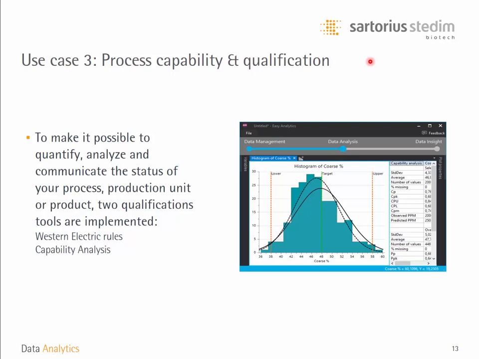Simply speaking, you can say that CPK tells you what the process is capable of doing in the future, assuming it remains in a state of statistical control, whereas PPK tells you how the process has performed in the past. These three use cases I will now demonstrate in a demonstration of Easy Analytics.